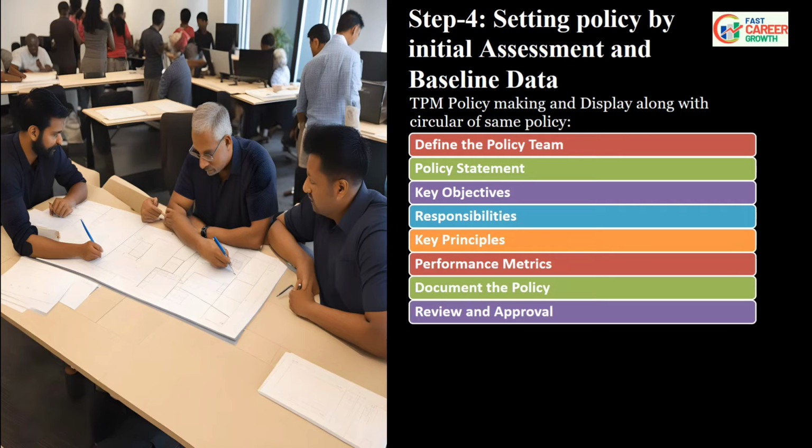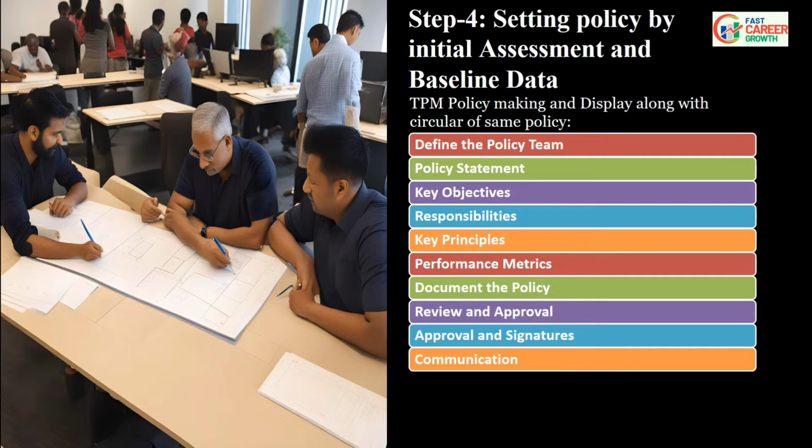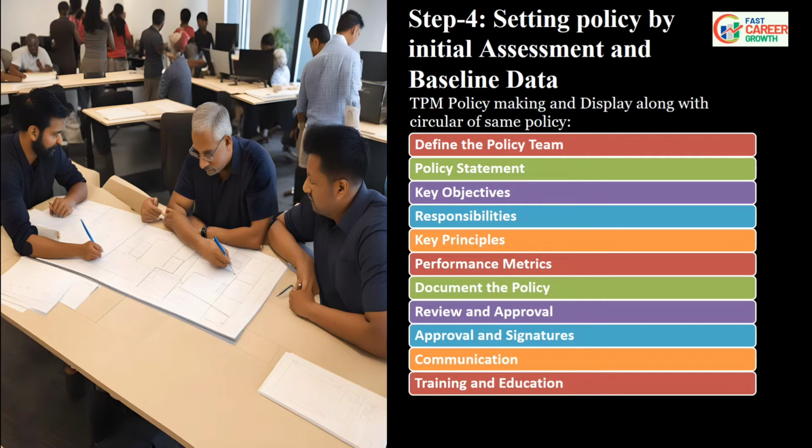Approval and signatures. Once the policy is finalized, obtain official approval from senior management or the board of directors. Key executives should sign the document to signify their commitment. Communication. Distribute the approved TPM policy document to all employees and relevant stakeholders. Use various communication channels such as company-wide meetings, email, or an intranet portal to ensure that everyone is aware of the policy.